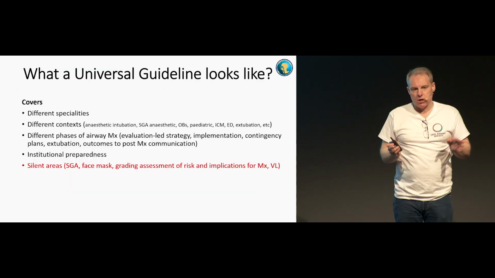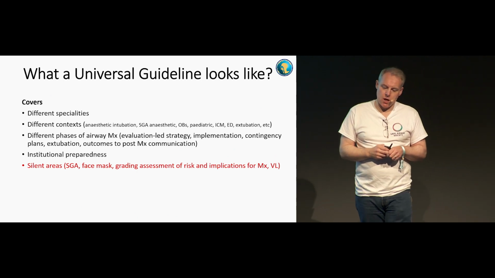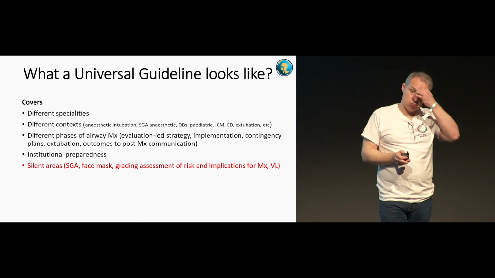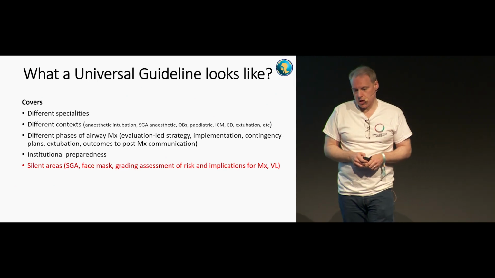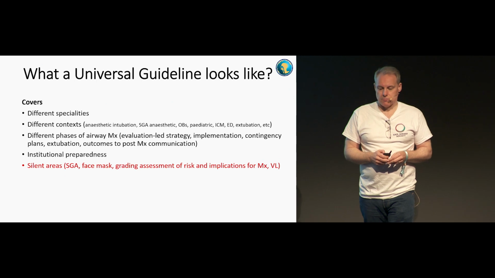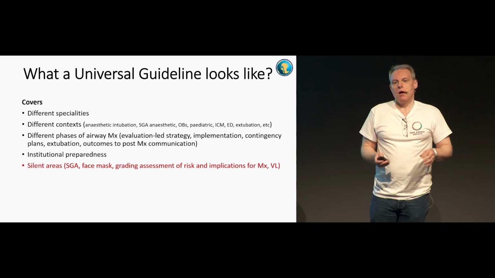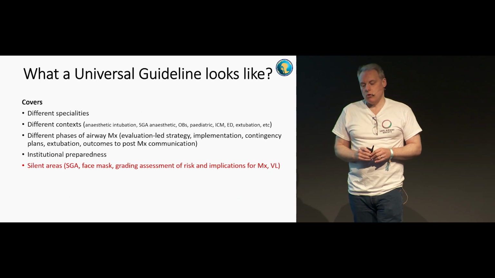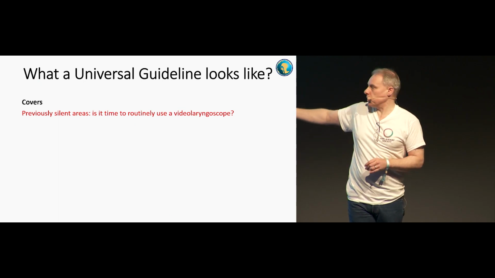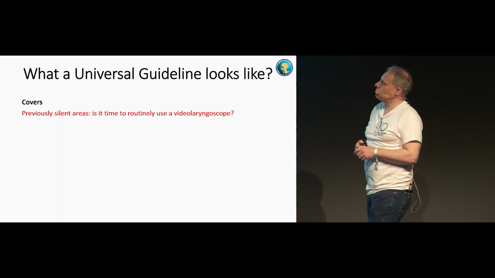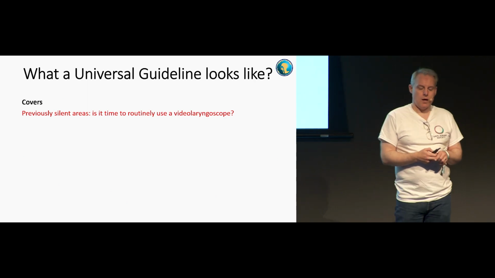Okay, we're going to cover, or we do cover, in the papers which are in preparation, the silent areas: airway management when the intended airway is a supraglottic airway or a face mask. I've talked about grading, assessment of risk, and how that might have implications for what we do as a management strategy. Video laryngoscopy and its role. For years, this question has been coming to the surface. Should you routinely use a video laryngoscope? Okay.